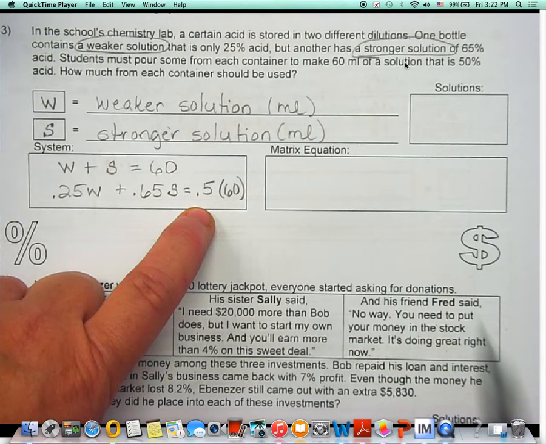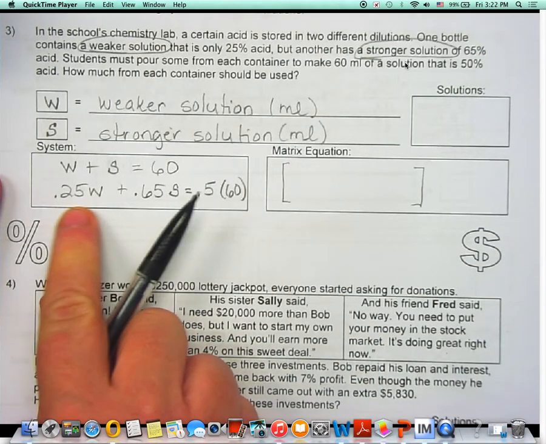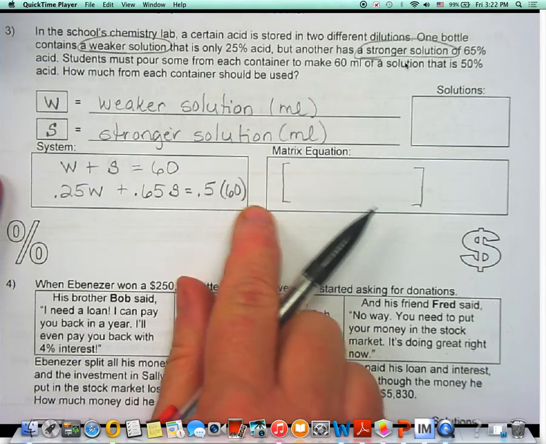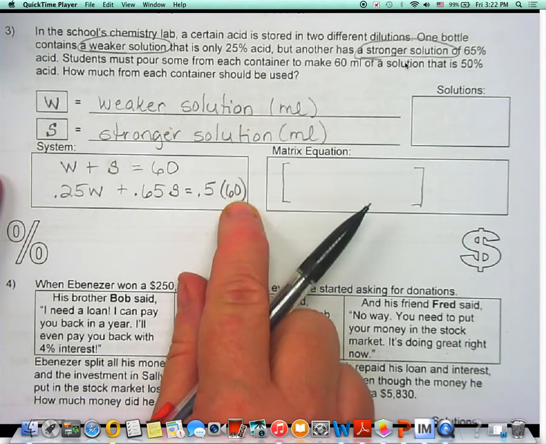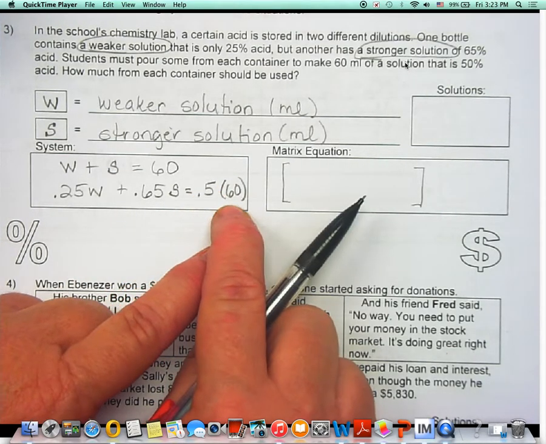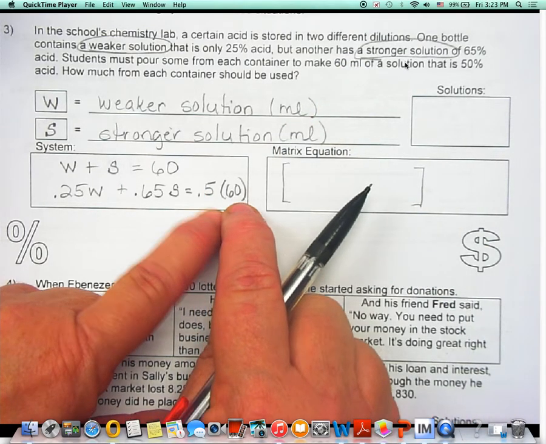So, we're doing, go ahead. Why is it times 60? Because you have to multiply these by milliliters, and it all has to be the same. So this has to be multiplied by milliliters also. And it's 60 because this is our total solution. We want to make a 60 milliliter solution that's 50%.